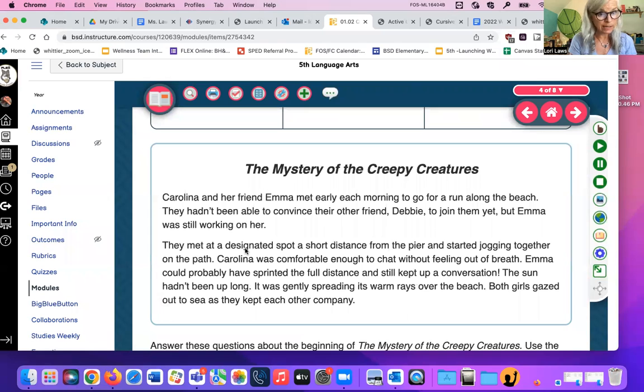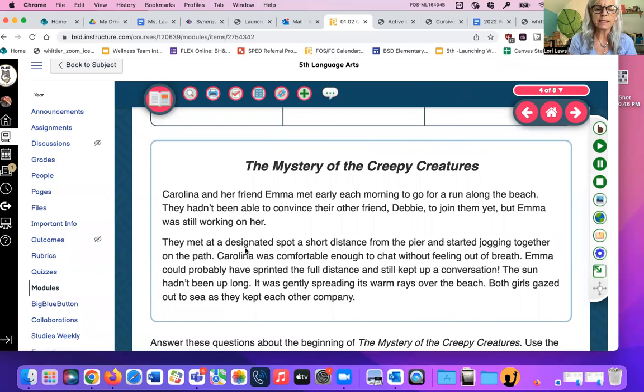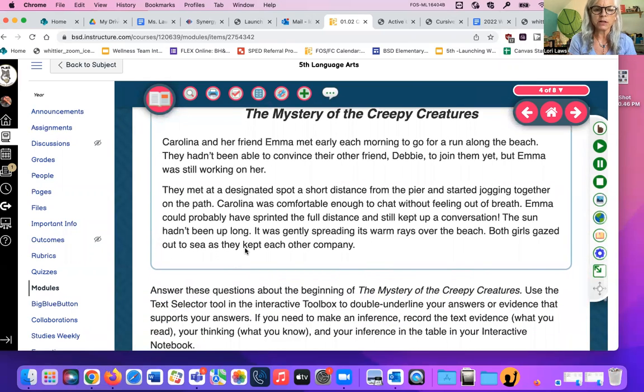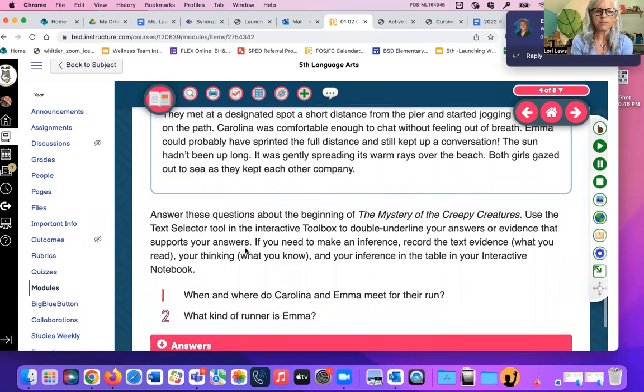They met at a designated spot a short distance from the pier and started jogging together on the path. Carolina was comfortable enough to chat without feeling out of breath. See, again, more evidence that she's in very good shape. Emma could probably have sprinted the full distance and still kept up a conversation. Really good shape. The sun hadn't been up long. I'm going to infer that means it's not too hot. It was gently spreading its warm rays over the beach. Both girls gazed out to sea as they kept each other company.